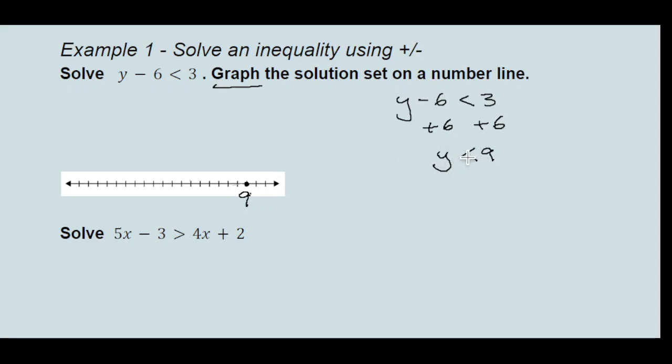And what you're going to do then is put a circle around your 9, okay? So I'm going to put a circle around 9. And then we are going to draw an arrow showing what direction the values are that apply to this. Well, if it's less than 9, it's going to be any values that are smaller than that. So that's going to be values that are to the left of that, right?